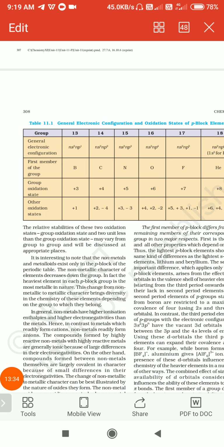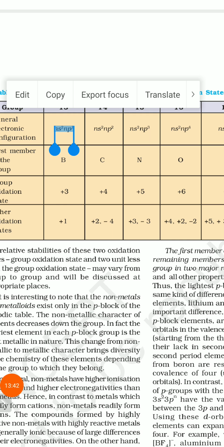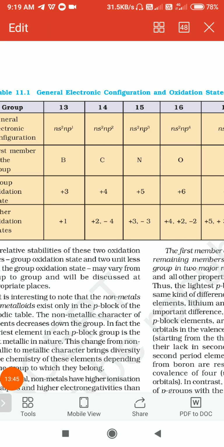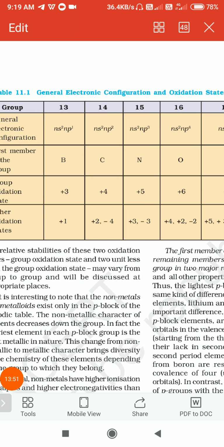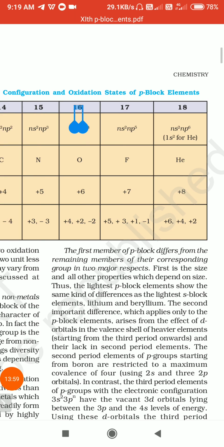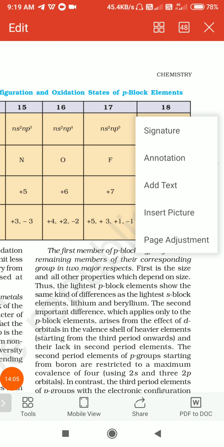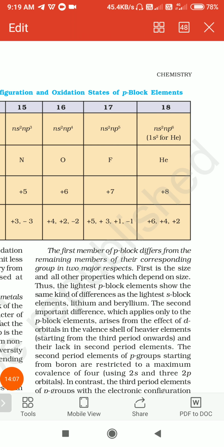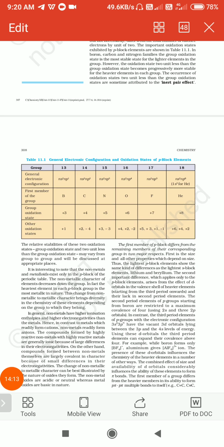Third group element, that means 2 plus 1. Third group elements, what is the oxidation state? Plus 3. Fourth group element, carbon family, what is the oxidation state? Plus 4. 15th group element? Plus 5. 16th group element? Plus 6. 17th group element? Plus 7. 18th group element? Plus 8. Right?